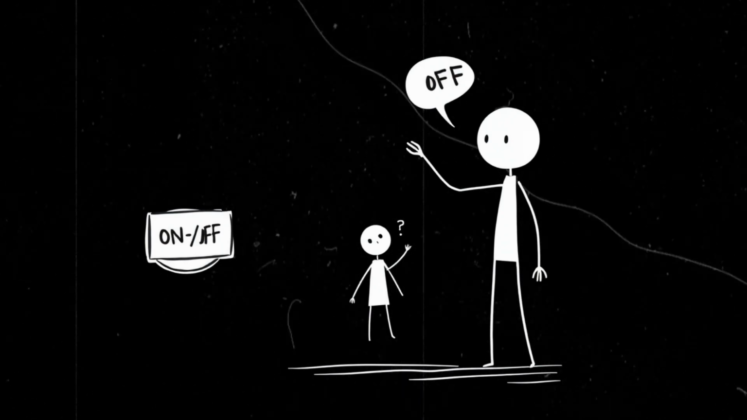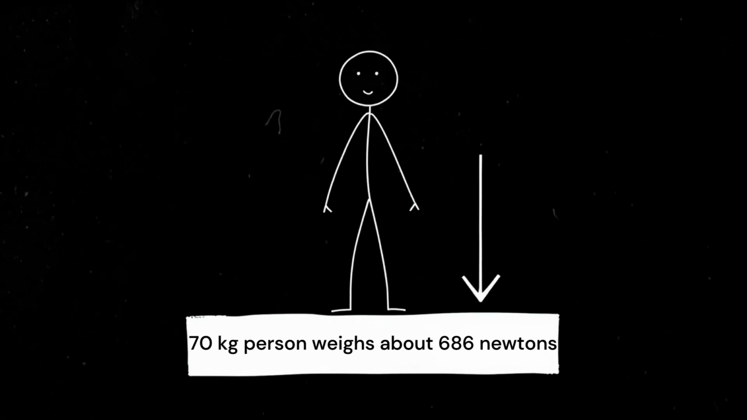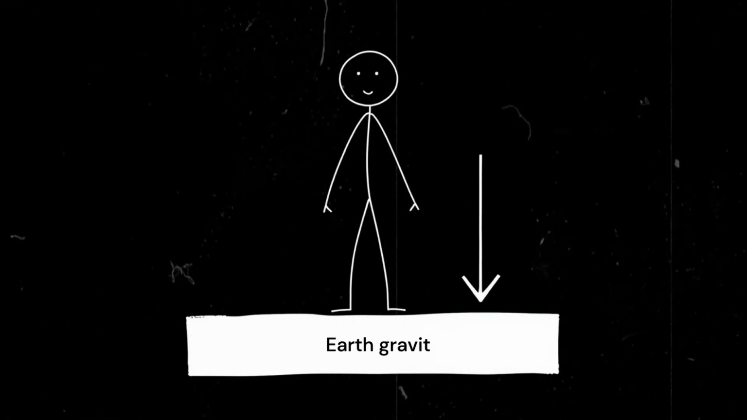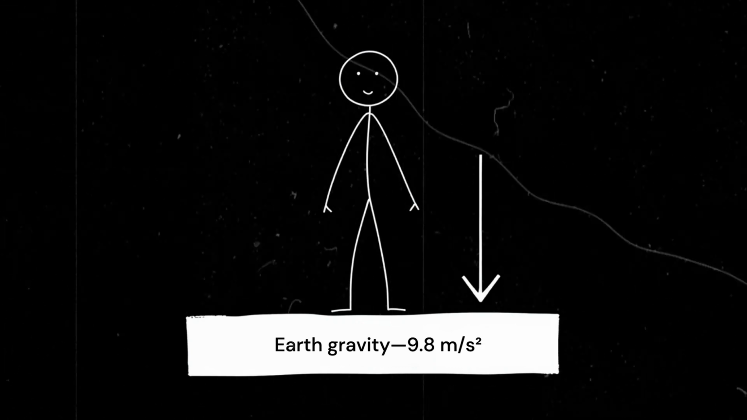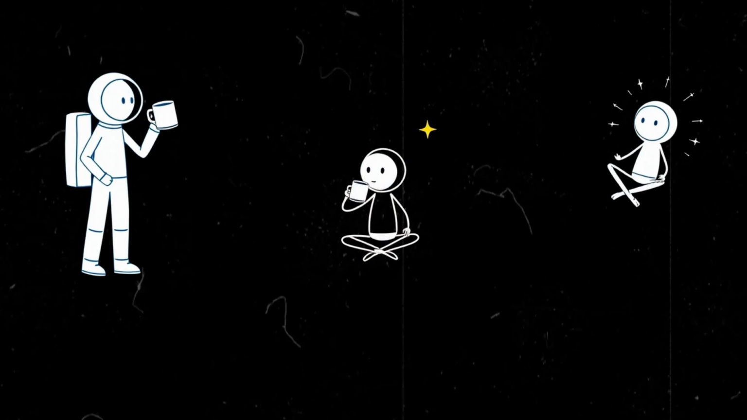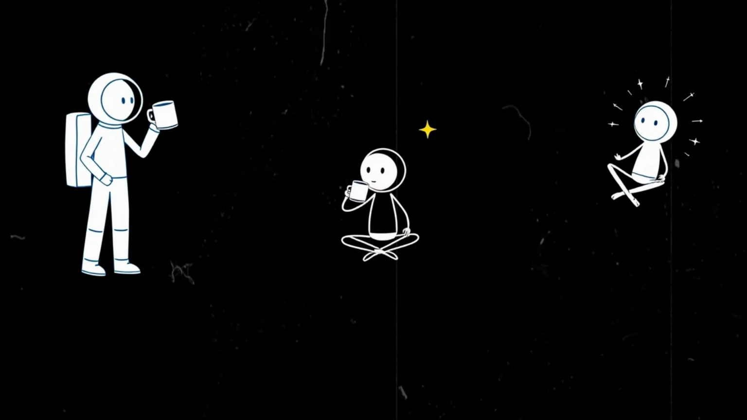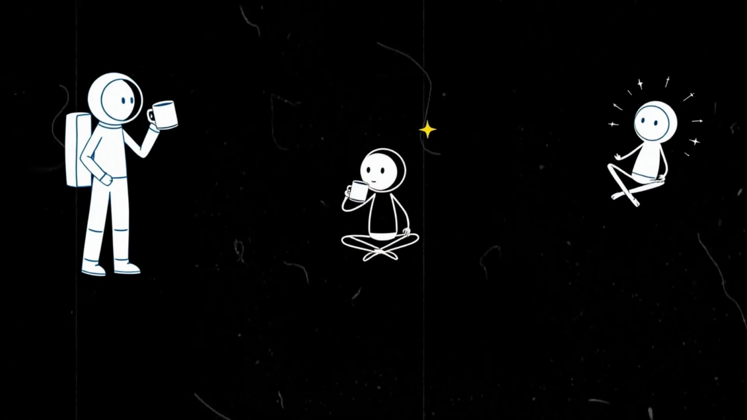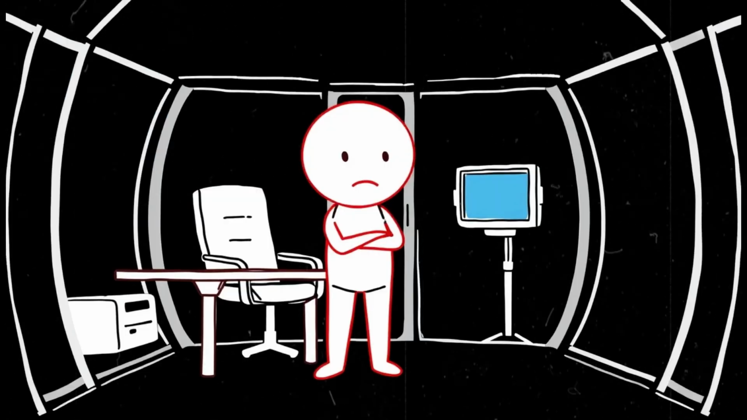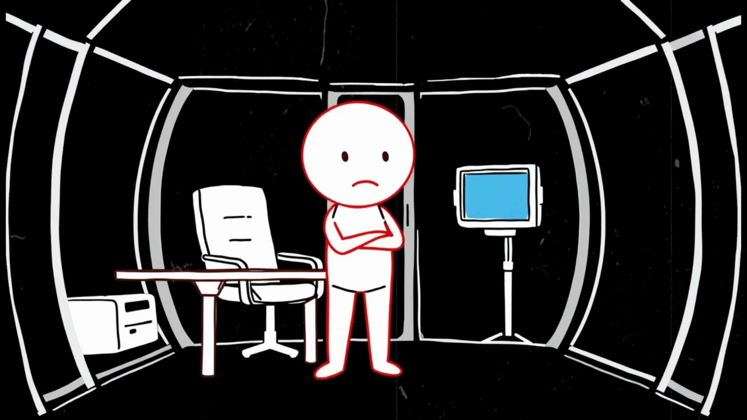Let's start small. A 70 kilos person on Earth weighs about 686 newtons. That's Earth gravity, 9.8 meters per second squared. If we could artificially generate that same acceleration anywhere, we could stick astronauts to floors, keep coffee in mugs, and stop people from turning into floating yogis. Space would become boringly normal.